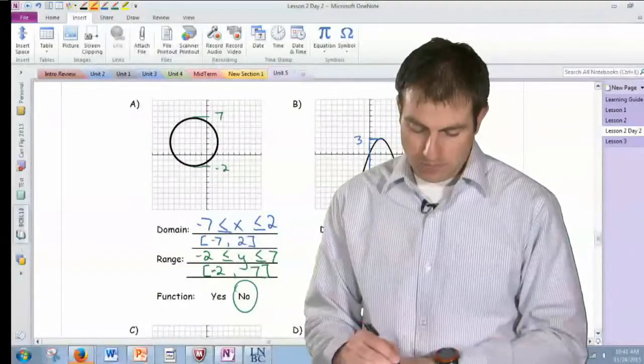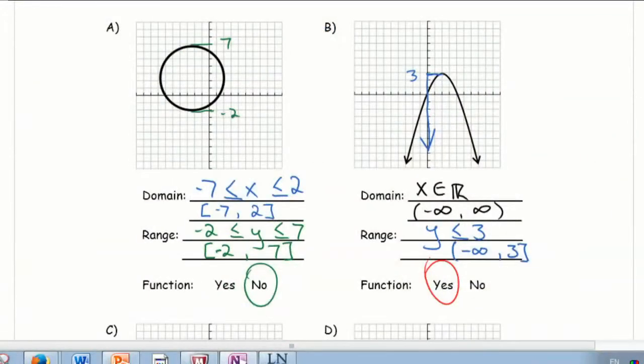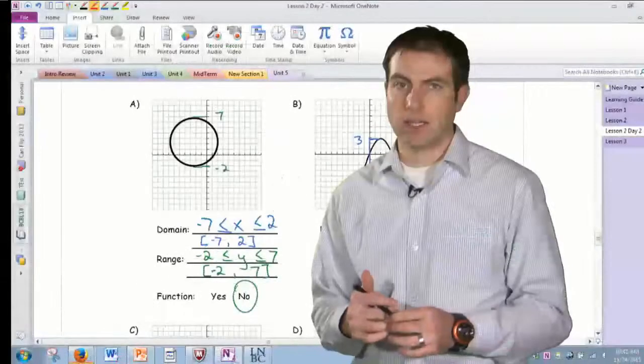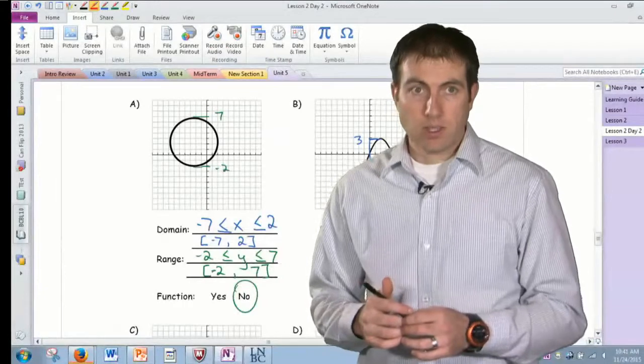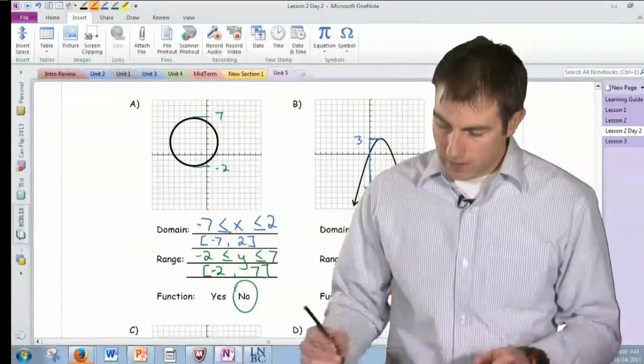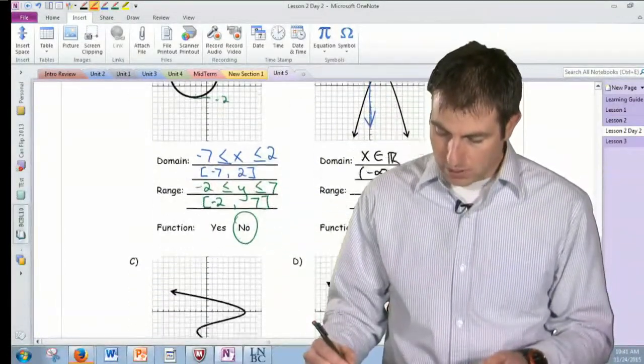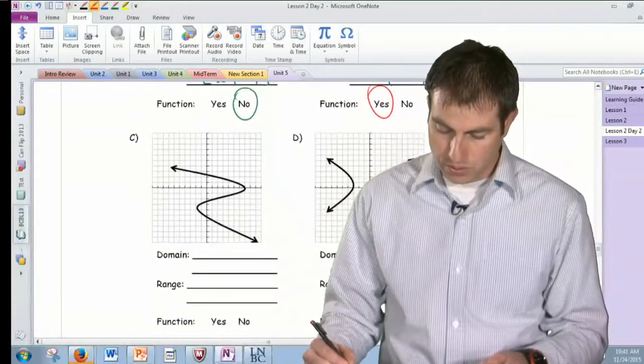Is this a function? Yes. Passes our vertical line test. I can draw a vertical line and only hit one point on that black line. So there we go. I'm hoping that you guys had a chance to look at this, so I'm not cruising through it too fast.